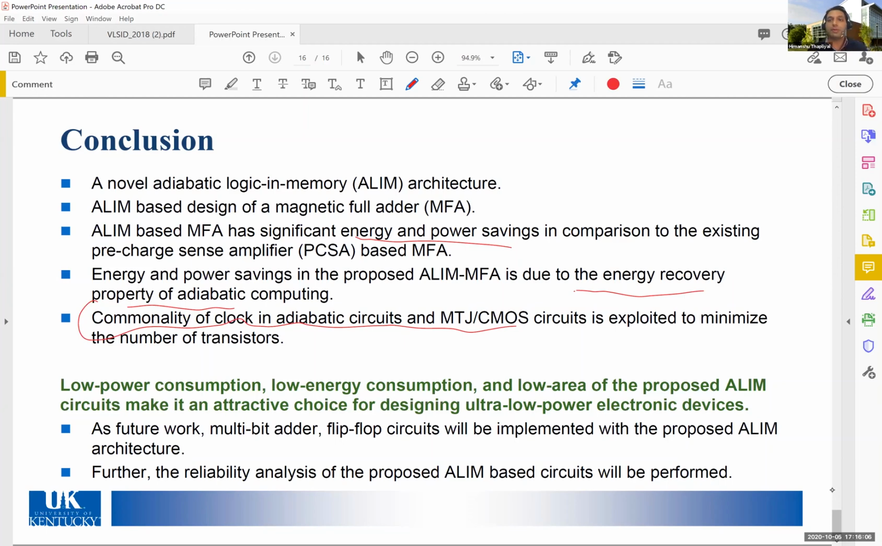For future work, we plan to develop more complex circuits, such as the mapping of complex algorithms on our ALIM design, and also designing complex circuits such as flip-flops, and moreover to perform more reliability analysis of the proposed ALIM circuits.